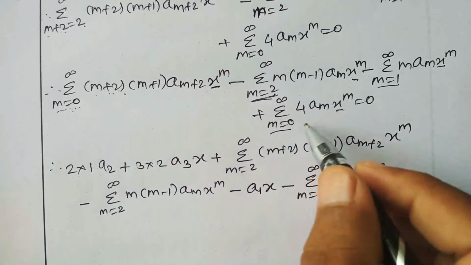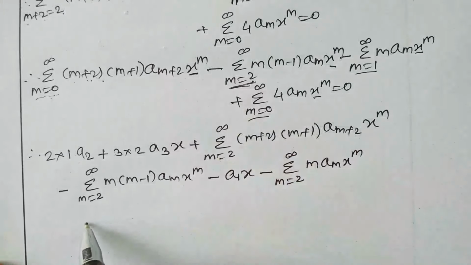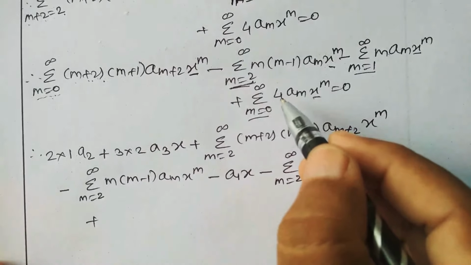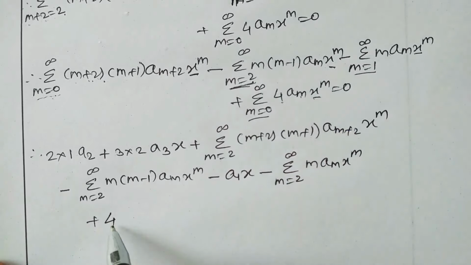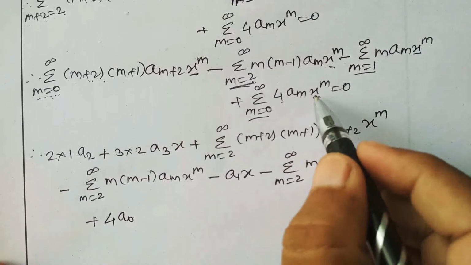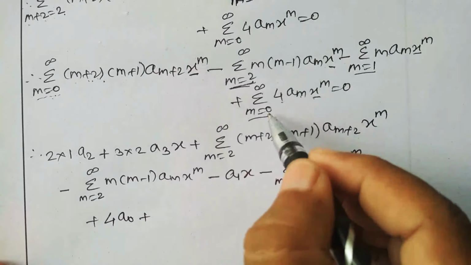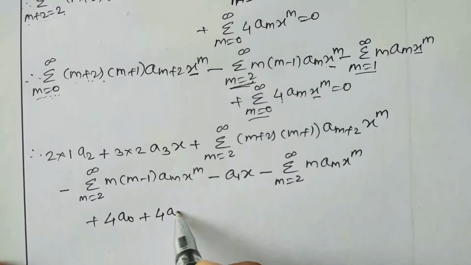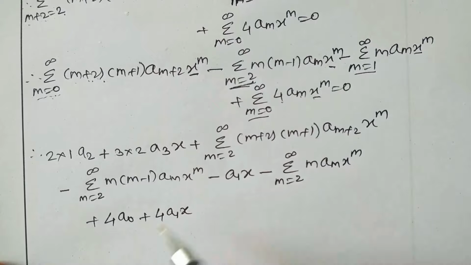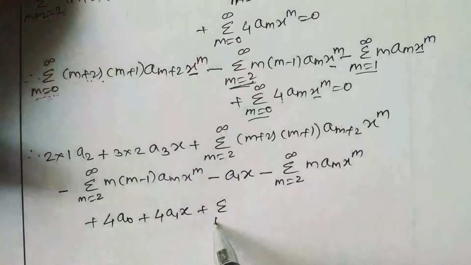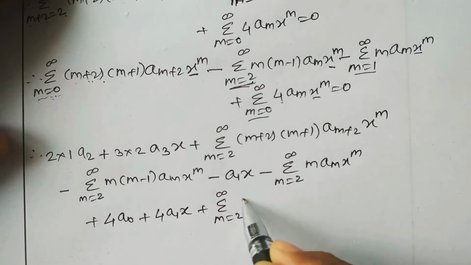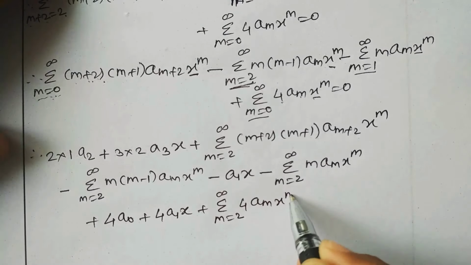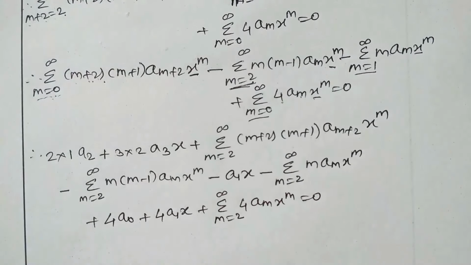Then the last series also you have to start from 2. So put m equals 0 and 1. When you put m equals 0, you will get 4 times a0 x to the 0. And when you put m equals 1, you will get 4 times a1 x to the 1. And the remaining series starts from 2 to infinity, 4am x to the m equals 0.